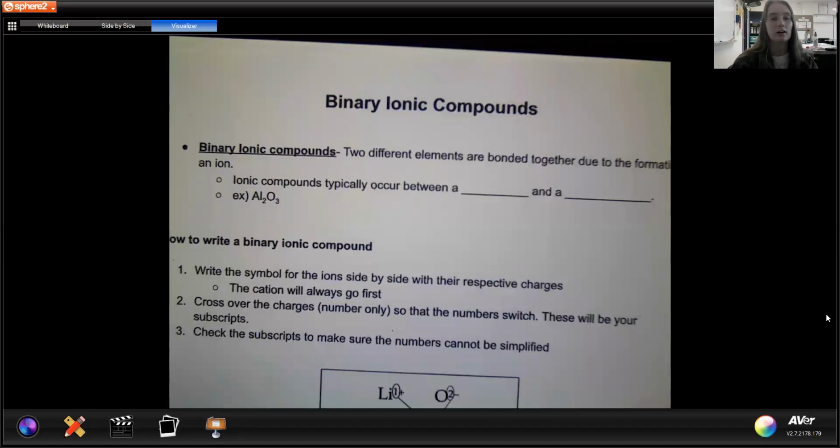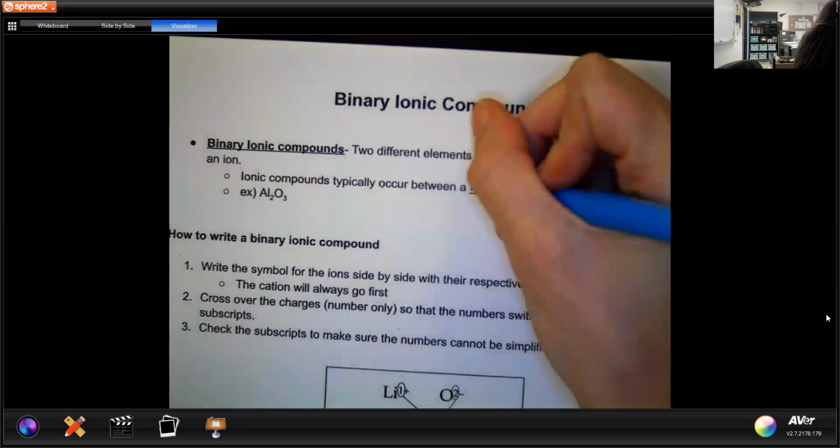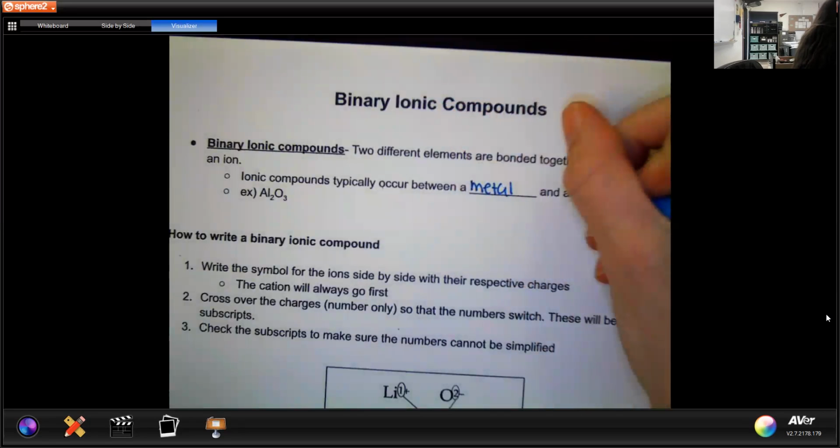So binary ionic compounds are going to be two different elements that are bonded together due to the formation of the ion. So it is a compound, but the ionic part tells you why they are bonded. They're bonded because we formed an ion. Now, typically for this ionic compound to occur, it has to have a metal and a non-metal. So in those spaces, you're going to put metal and a non-metal.